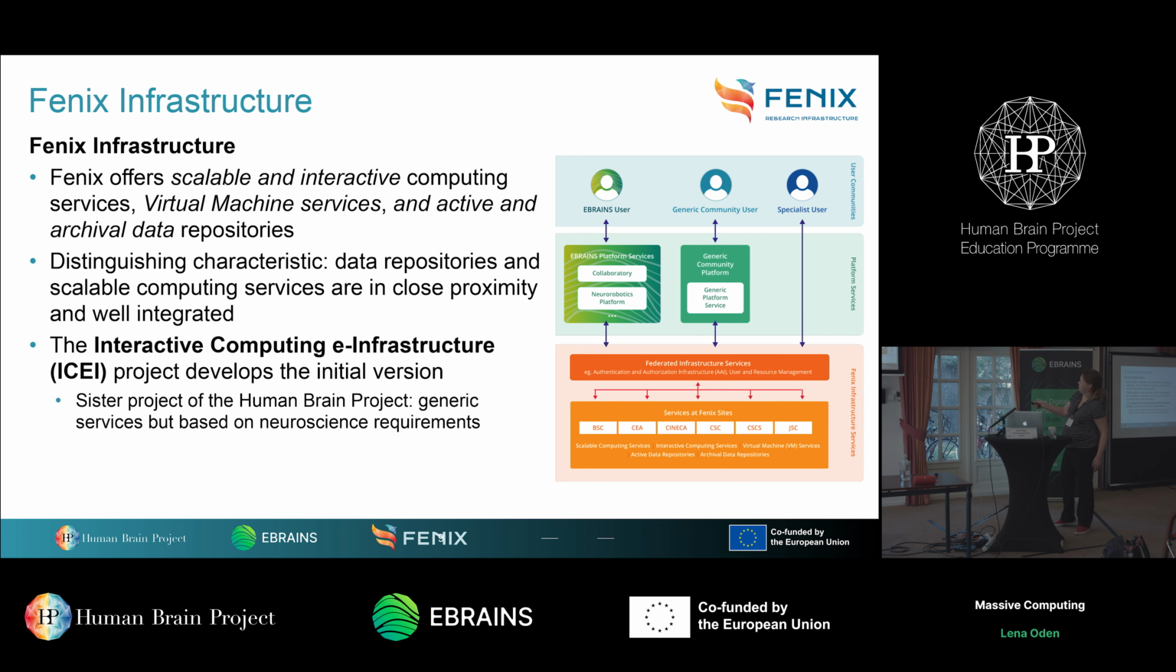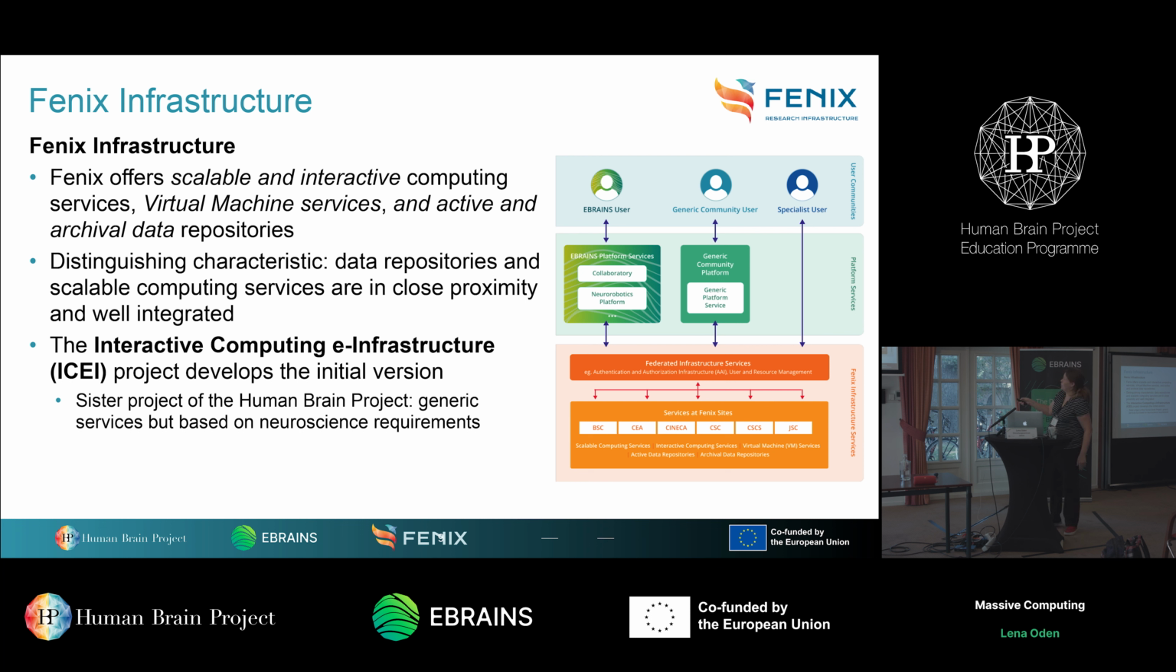So we have here the services we have. This is very small, I don't think it's readable, but we have our compute resources, we have storage resources, everything which is probably required for computational workloads and cloud services. On top of this, we have the federated infrastructure services, which are provided by the ICEI project, which is, like I said, a child project, but we have a lot of personal union between people working in HBP and Phoenix, so there's a strong collaboration.